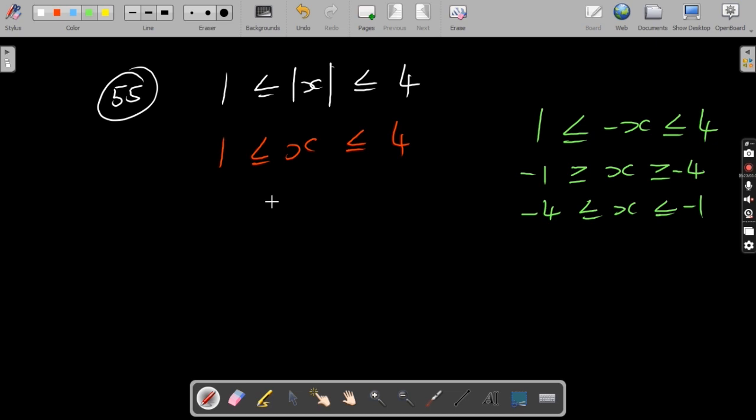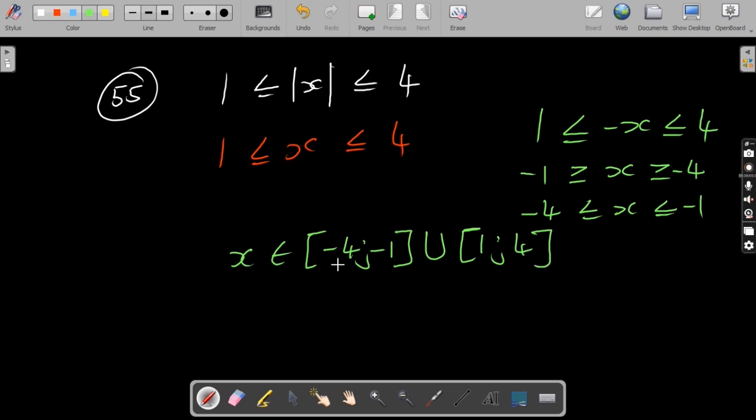Now our answers, so if you combine these two answers, then we'd have x is an element of -4 to -1, union 1 to 4, and we have the square brackets because we're including these. So we have the equal to over there, and we have to use the square brackets.